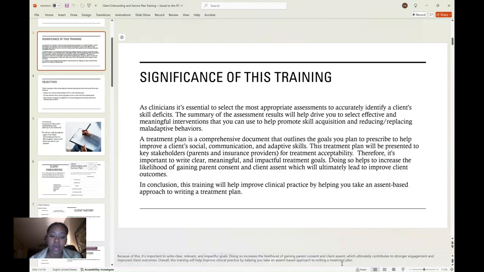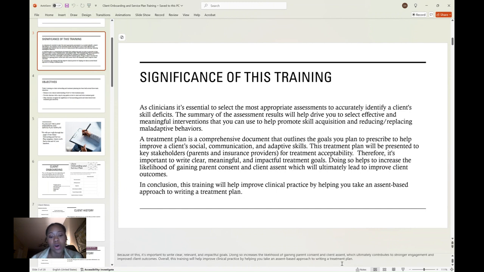So, therefore, it's important to write clear, relevant, and impactful goals. Doing so increases the likelihood of gaining parental consent as well as client assent, which ultimately contributes to stronger engagement and improved client outcomes. Overall, this training will help to improve clinical practice by helping you take an assent-based approach to writing a treatment plan.